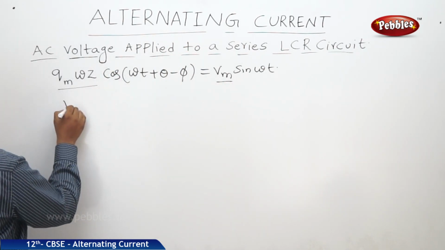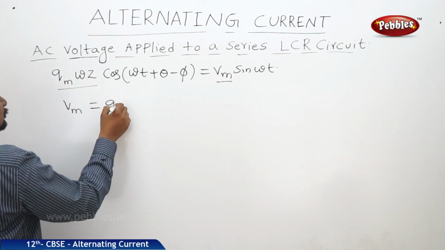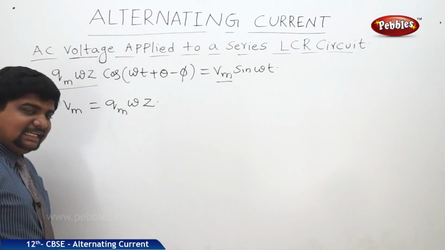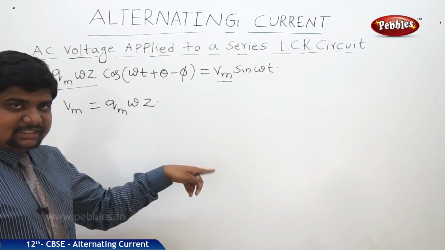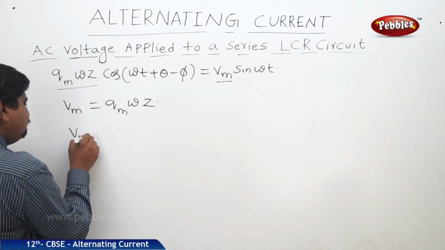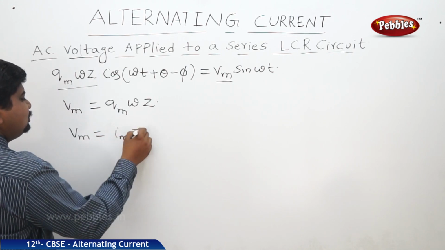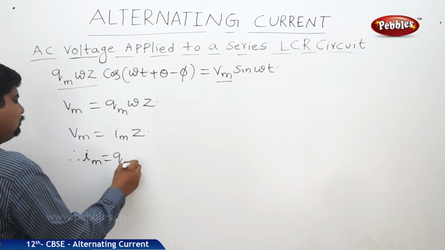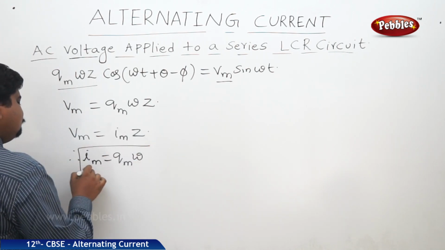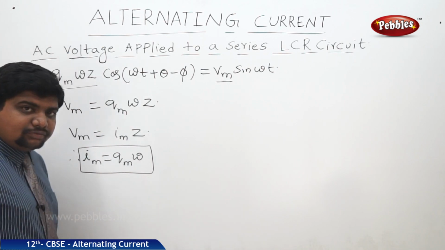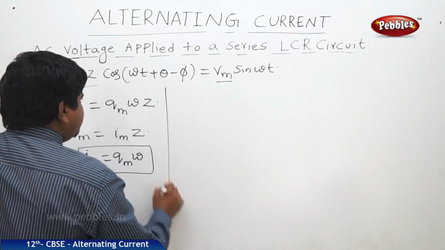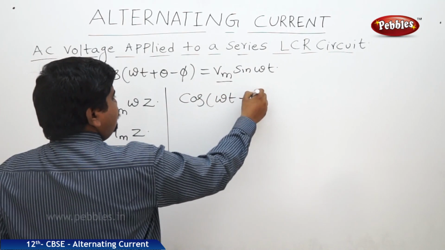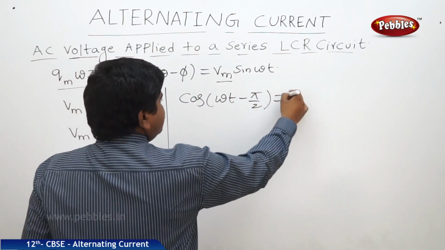Now I am trying to compare the whole equations. Vm is equal to qm ω Z, where Z is similar to the resistance. That's why, what is Ohm's law? Vm is equal to Im Z. Therefore Im is equal to qm ω. This is the one equation we got. Next one, cos(ωt minus π/2) is equal to sin ωt actually.